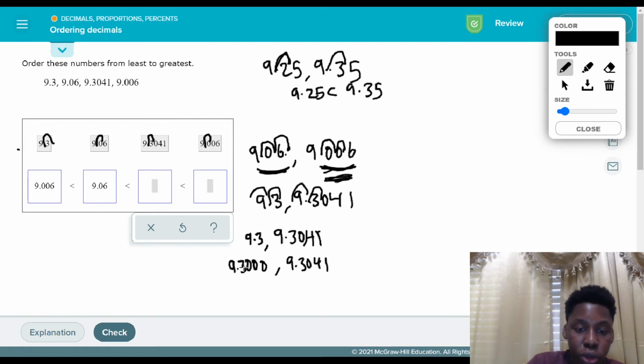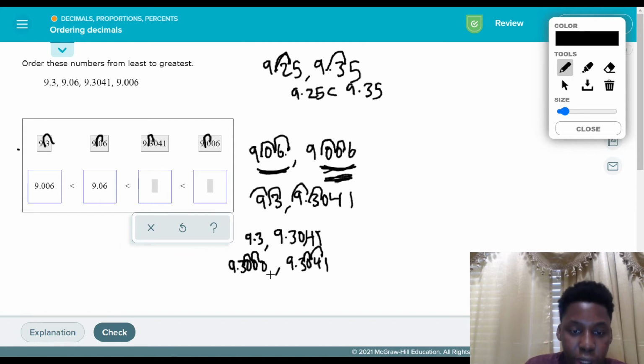So we already bounced through the 9, we already bounced through the 3, so now we have to bounce through the 0. Now we are here at the 0, this 0 and this 0 are the same thing, right? So the next thing is we bounce through the next one. This is 0 and this is 4. But we know 0 is smaller than 4.